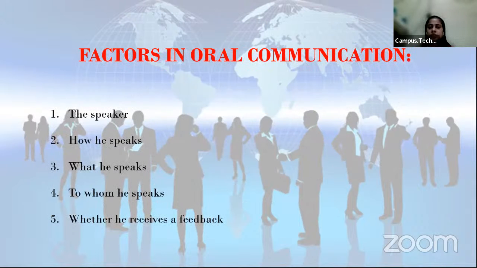Next, what are the factors in oral communication? We have discussed who all are involved in oral communication. So the factors involved in oral communication are the speaker, how he speaks, what he speaks, to whom he speaks, and whether he receives feedback. So basically, related to speakers, we need to get three answers: how he is speaking, what he is speaking, and to whom he is speaking.